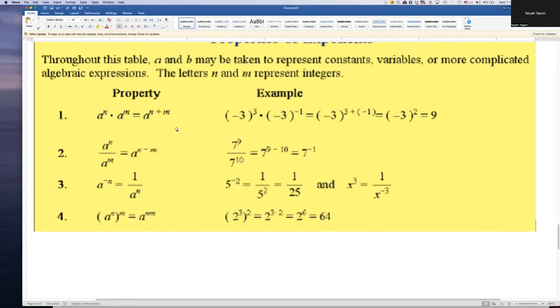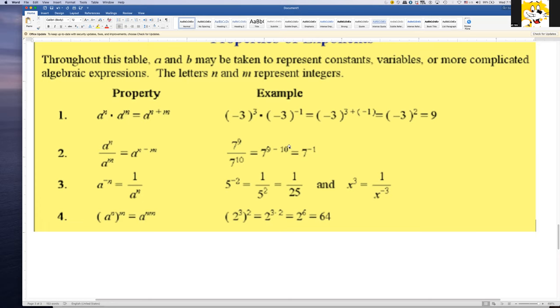Now, the other property that you want to look at is division. So in this example, they gave us 7 as a base, and the same thing for the numerator and the denominator. However, our exponent for the numerator is 9, and the exponent for our denominator is 10. So 7 to the 9 minus 10 means that I am going to subtract 10 from 9. I am going to get a -1. I'm going to explain what happens when we have negative exponents in a few moments, but right now we're just going to leave it as 7 to the -1. All right.